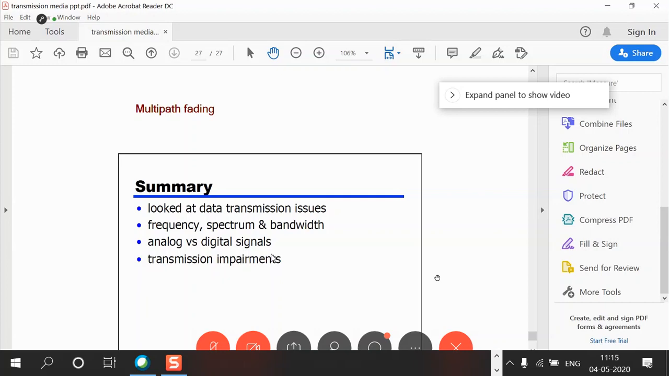It used to give very good bandwidth, but low cost, but it needed a very narrow beam. But the disadvantage was rain, fog, and so on, so it didn't work that well.